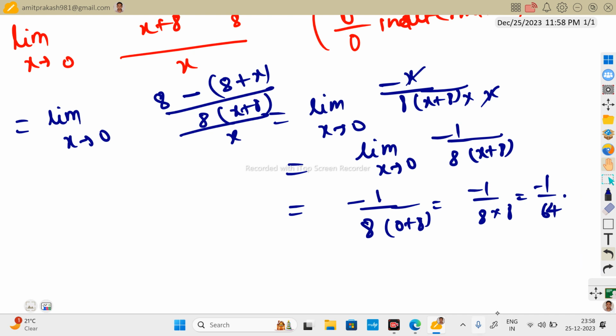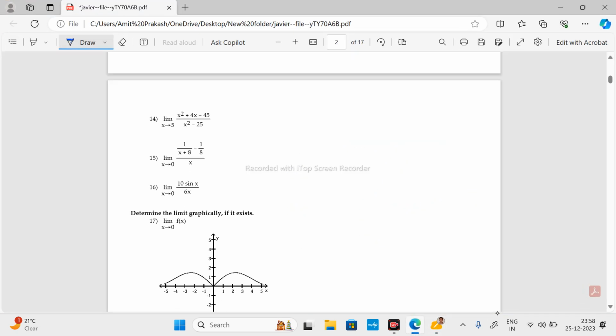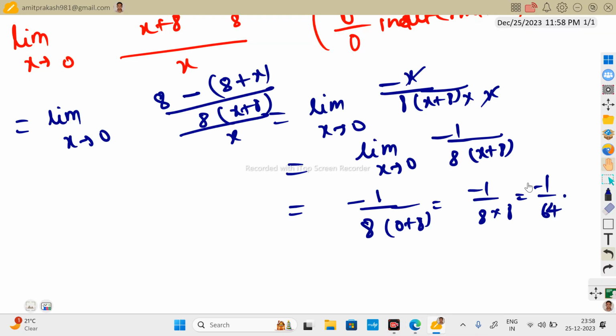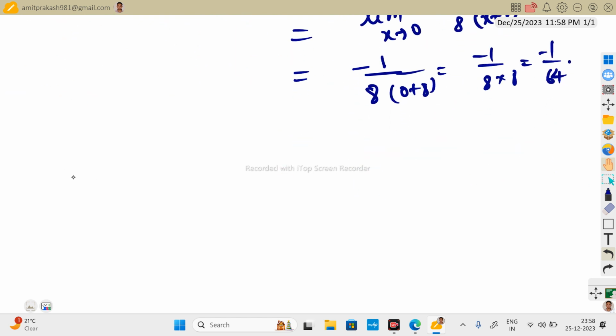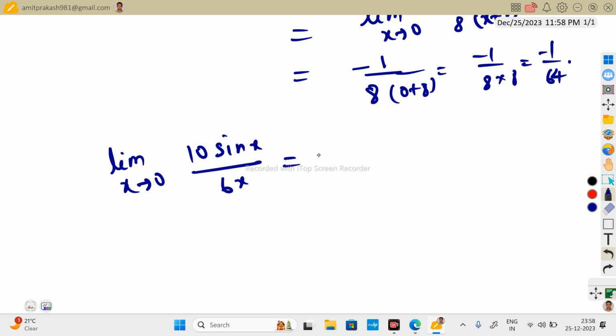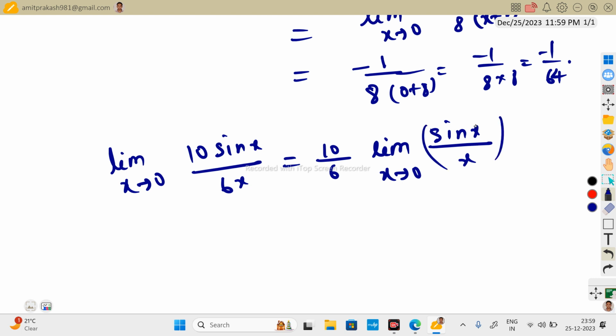Again we have another problem: limit x tends to 0 of 10 sin x upon 6x. We know that 10 upon 6 is a constant, so we can take it outside the limit because x is the variable here, so we have to do anything with x only.